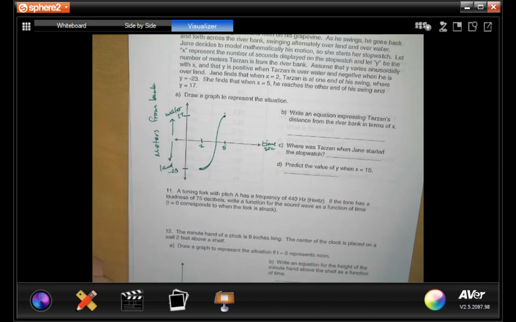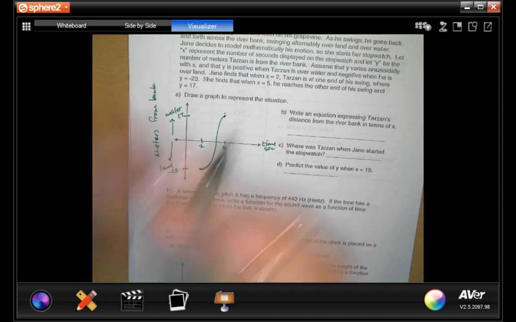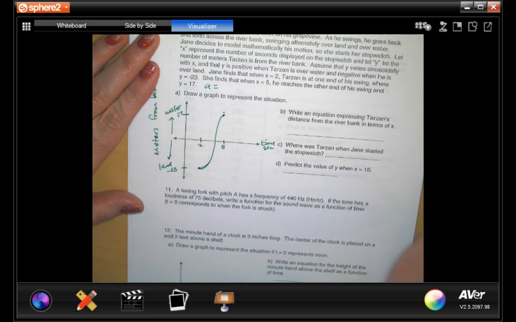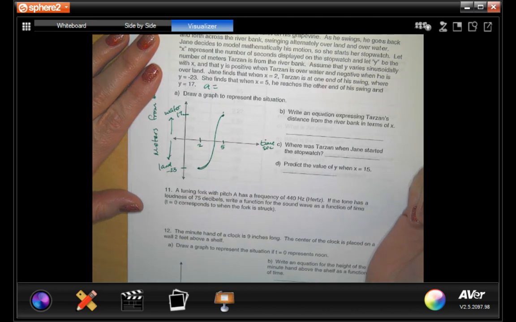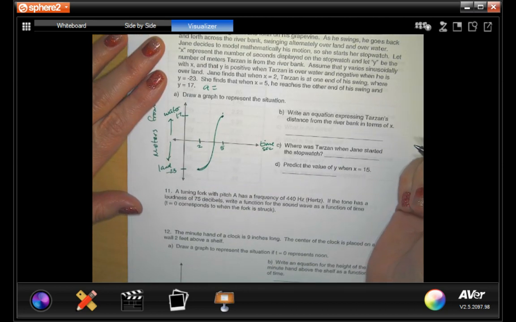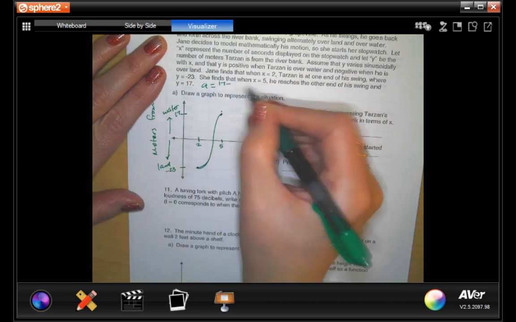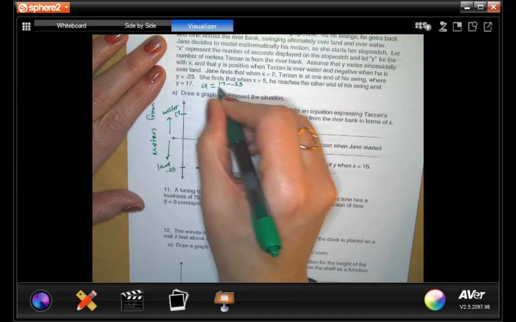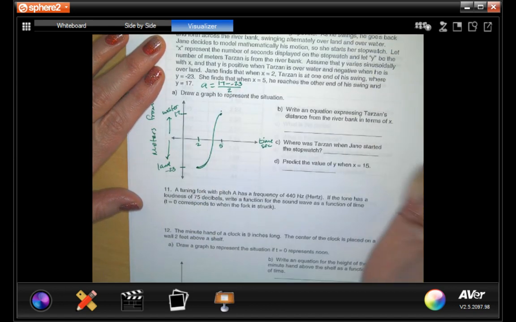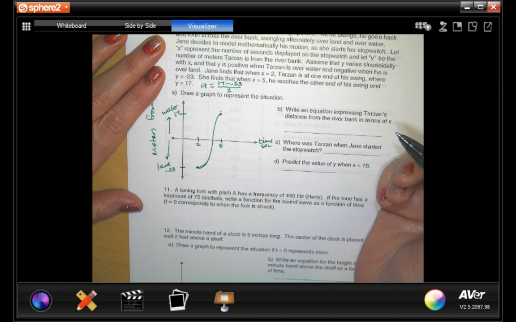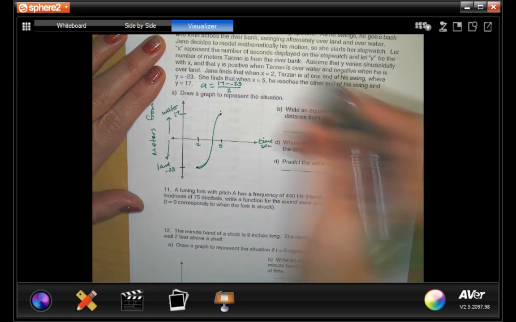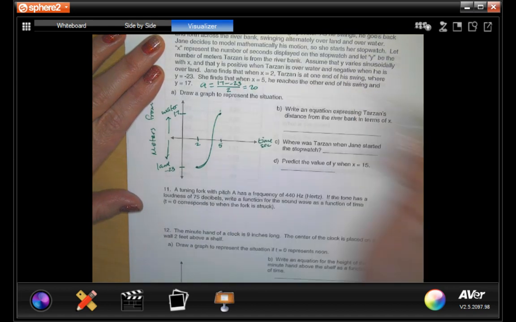Okay, so write an equation expressing Tarzan's distance from the riverbank in terms of X. So A, B, H, and K. So to find A, what do we do? A is the maximum minus the minimum, and then divide it by 2. Well, no. 17 minus a negative 23 is 40 divided by 2, which is 20.